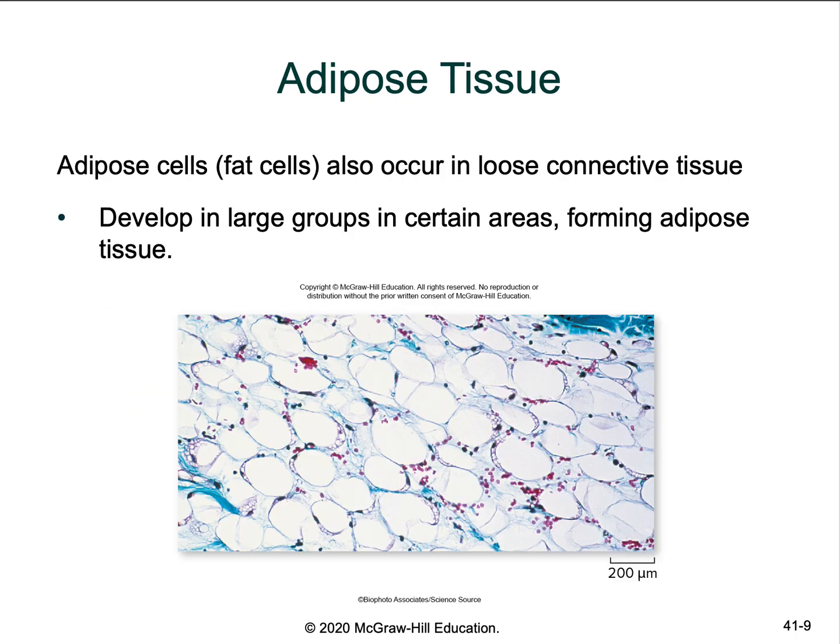Another type of connective tissue are fat cells. Specifically, they're called adipose cells. I think we all know what fat cells look like, but there you go. That's another type of connective tissue.